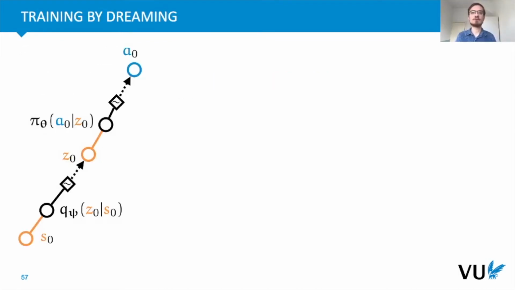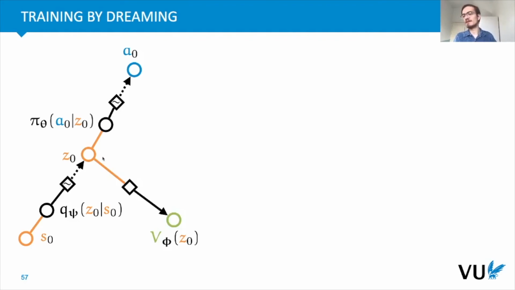So next, I'll walk you through how this computation works. We start off from some real state, S0, which is a real actual image. We encode it using the encoder network from the VAE to get a state representation Z0. From the state representation, we can compute the probability of actions, or the policy, and sample an action from it, just like we would in REINFORCE.